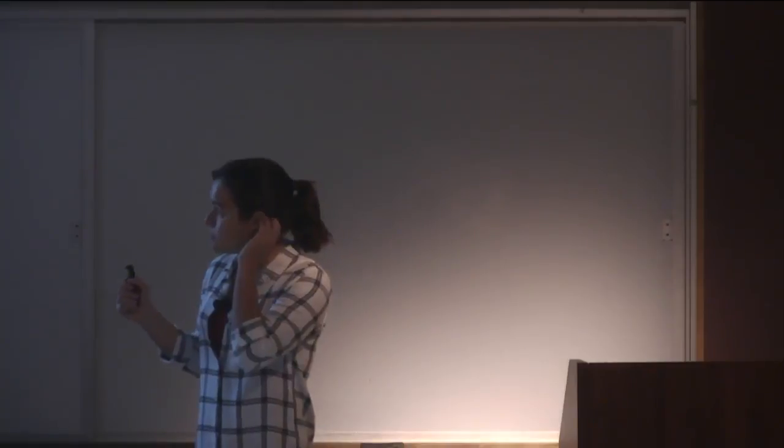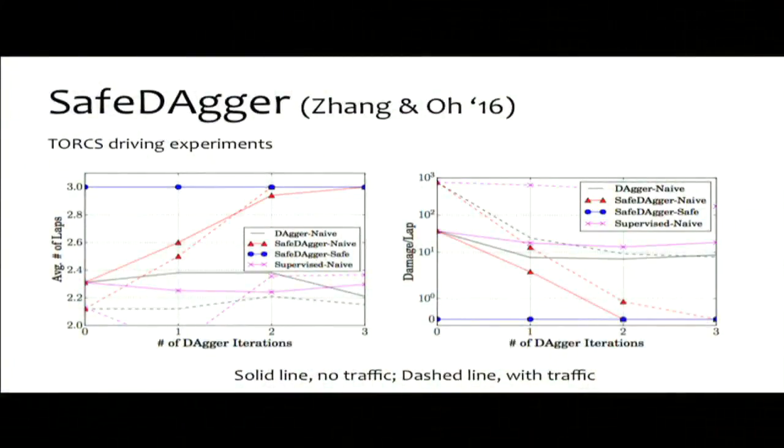Okay, so some results from this paper. Let's start with the left plot. The x-axis is showing the number of DAgger iterations, and the y-axis is showing the average number of laps. The solid line means there's no traffic, and the dashed line means there is traffic. The blue line is showing the Safe DAgger policy using the safe policy, where the human intervenes whenever the policy is going to make a mistake. As you would expect, it has perfect performance because the human always intervenes when the policy is going to make a mistake.